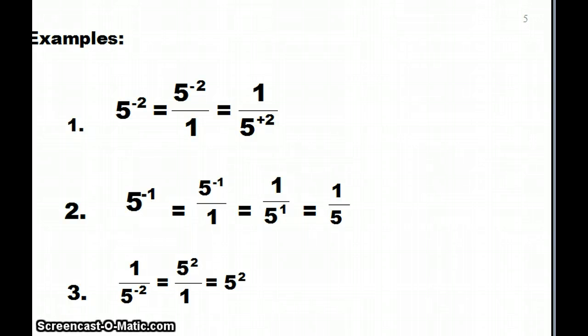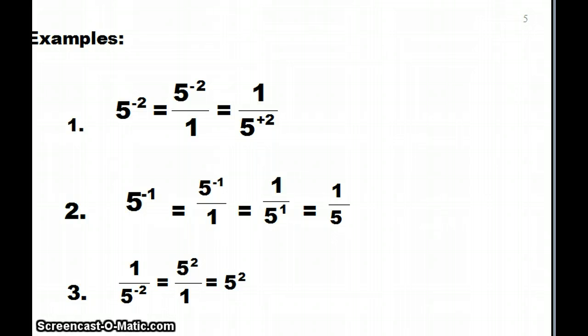Problem 2 is similar to number 1. 5 to the minus 1 could be written as 5 to the minus 1 over 1. When we take the base and we ask if it has a negative exponent, and it does, then we move it to the opposite spot and change the sign of the exponent. So 5 to the minus 1 is on top, we bring it to the bottom and it becomes 1 over 5 to the first power, or simply 1/5.